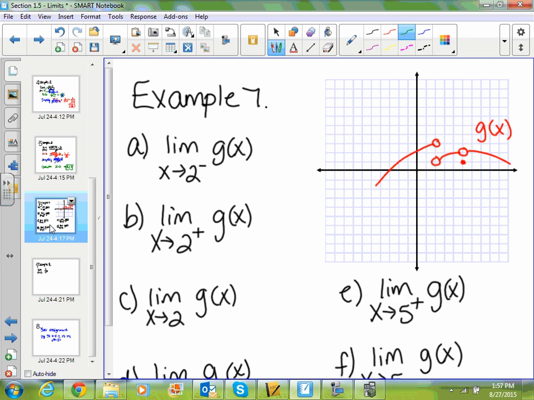And then we're also going to look at one-sided limits today, because there are times when we're only looking at a limit from a certain direction. So I'm given this function g of x, and I'm asked to find the limit as x approaches 2 from the negative. So that means from the left. So I'm going to be looking at the graph going from the left.